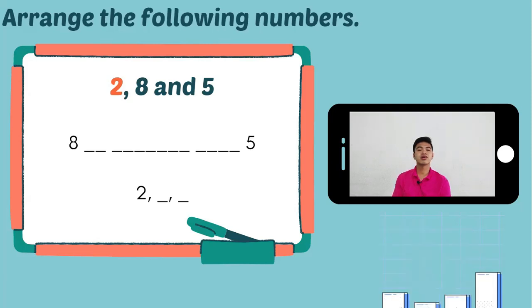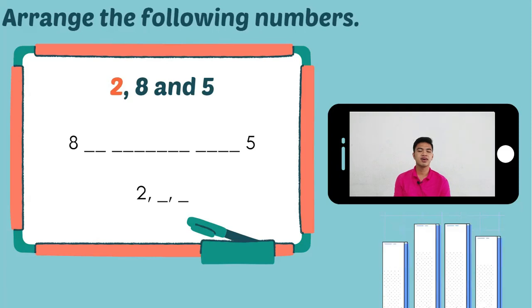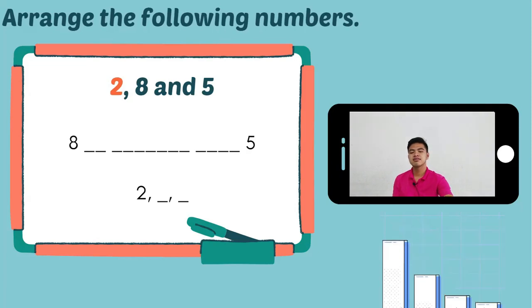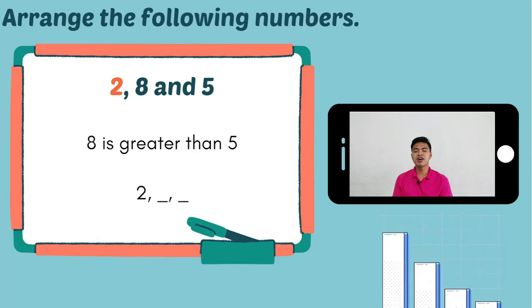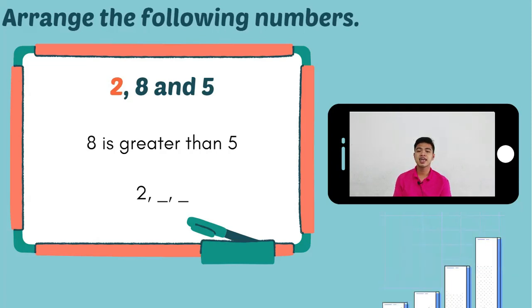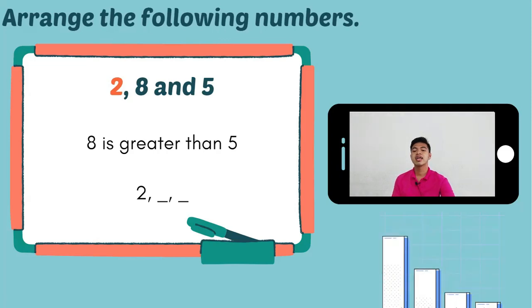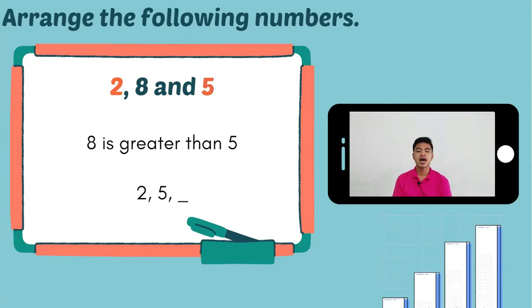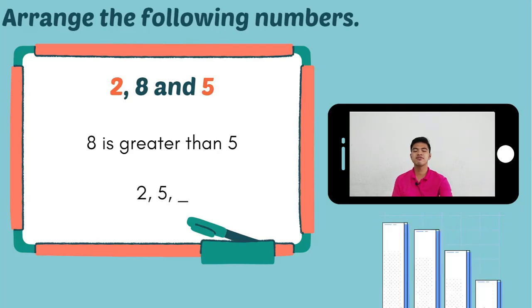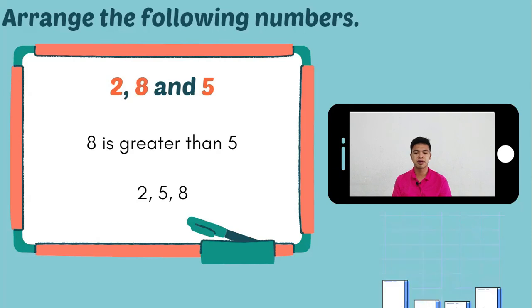Okay, so let's compare 8 and 5. Is 8 bigger than 5 or is it smaller than 5? Okay, to find it out, let's go. Okay, so we found out that 8 is greater than 5. And since 8 is greater than 5, we're going to write 5 first because we are arranging it from the smallest to the biggest. Okay, so now we only have the last number, which is number 8. So therefore, we're just going to write down the remaining number, which is number 8.